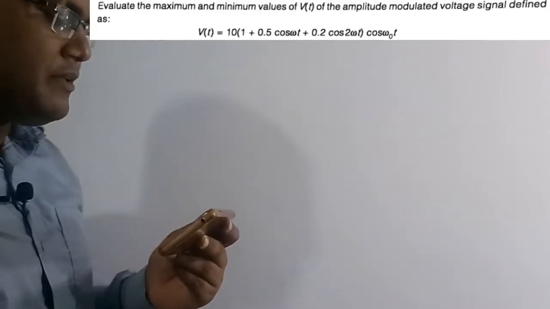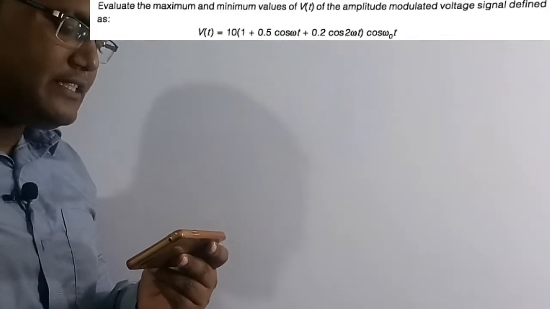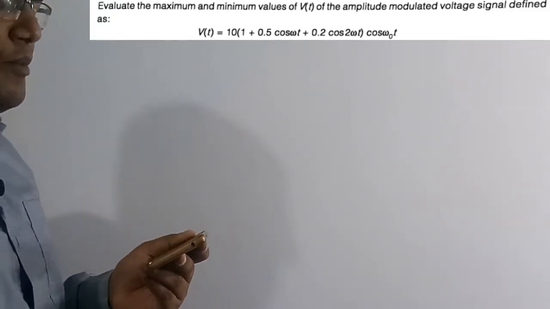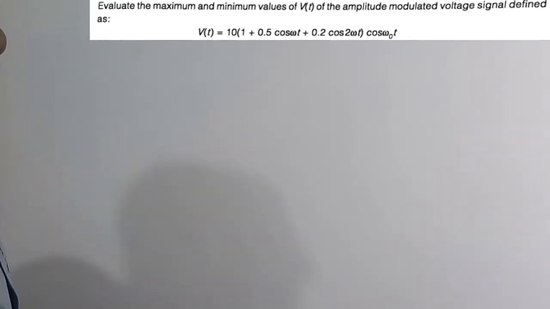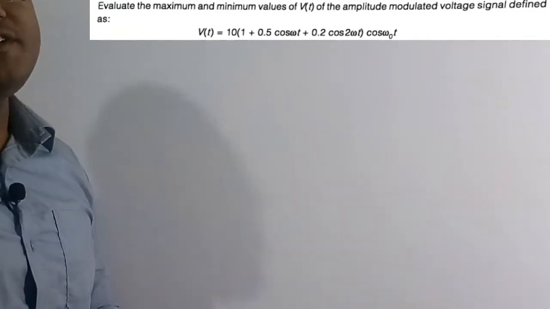So now we are going to solve the 8th question. See the question here. Evaluate the maximum and minimum values of V of t of the amplitude modulated voltage signal defined as V of t is equal to 10 into 1 plus 0.5 cos omega t plus 0.2 cos 2 omega t into cos of omega naught t. So for this we need to find what is the maximum value and the minimum value of the voltage signal.